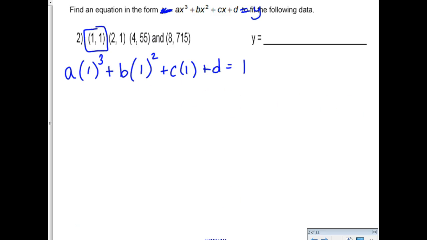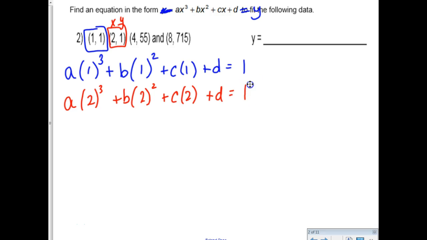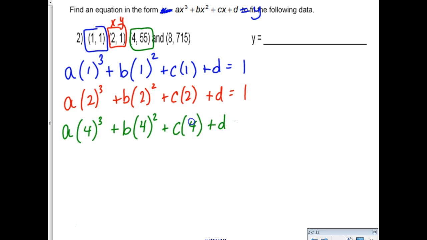So I know that first equation is kind of boring, but you still need to write it down. All right, next equation. This time you're using 2 for x and 1 for y. So a times 2 to the third plus b times 2 squared plus c times 2 plus d, and it equals 1. Okay, we have a third equation now. Alrighty, equals 55. And then the final equation is going to use this 8, 7, 15.